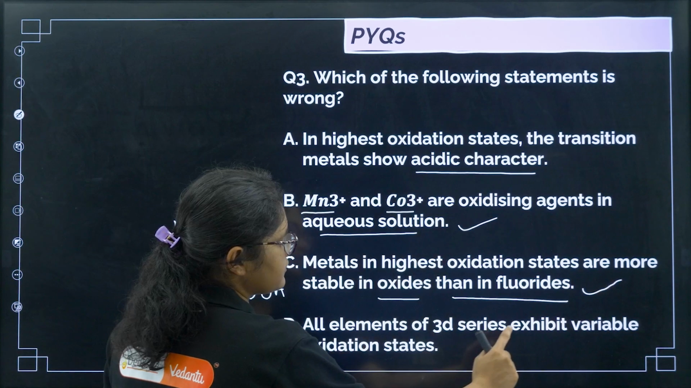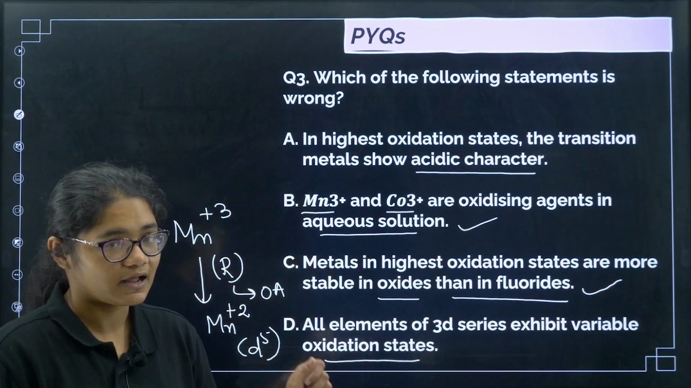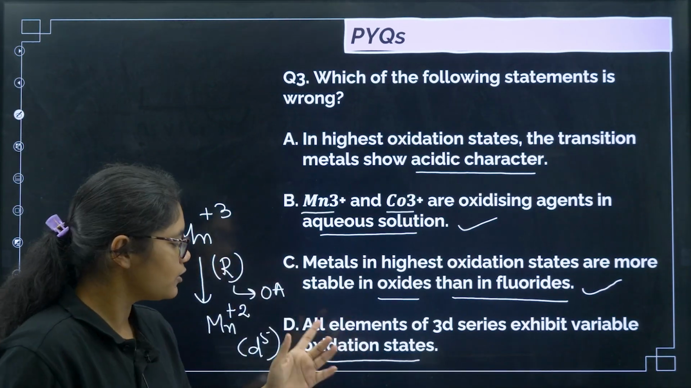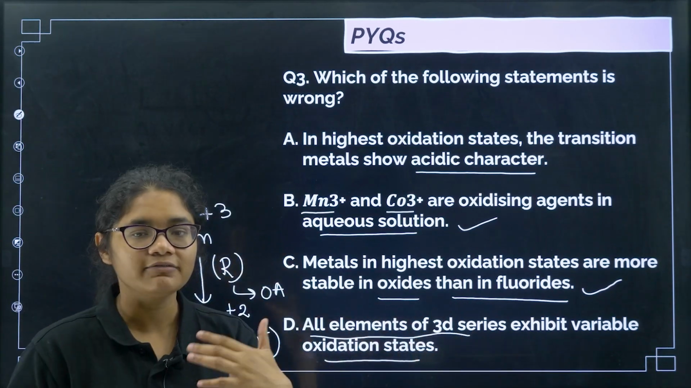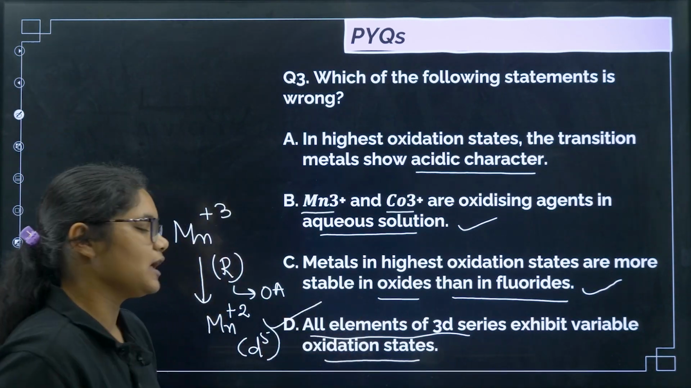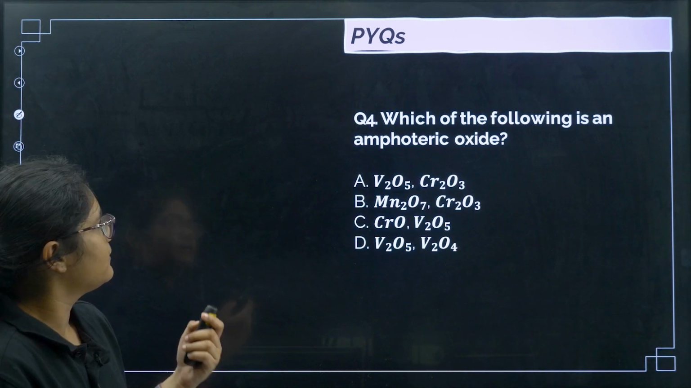Now, all elements of 3d elements exhibit variable oxidation state. This one also we discussed in the last class, that scandium and zinc have only one oxidation state. So we cannot say that all elements of 3d have variable oxidation state. So this statement is incorrect. So the correct answer for this question is option number D. Now coming to question number 4.